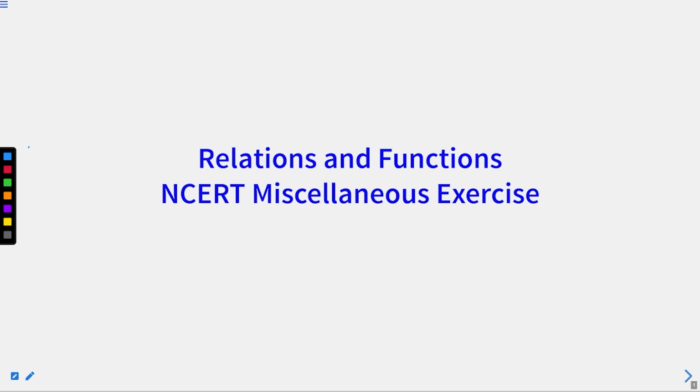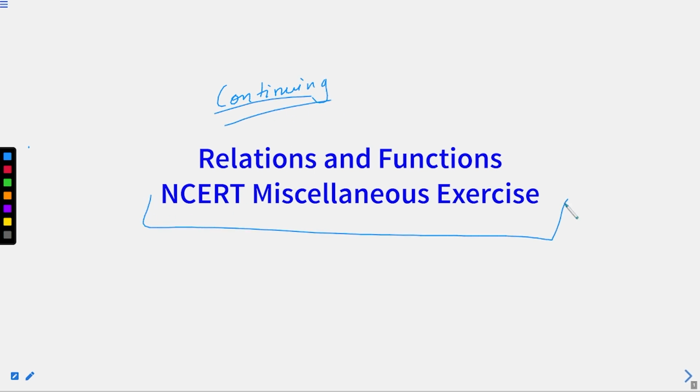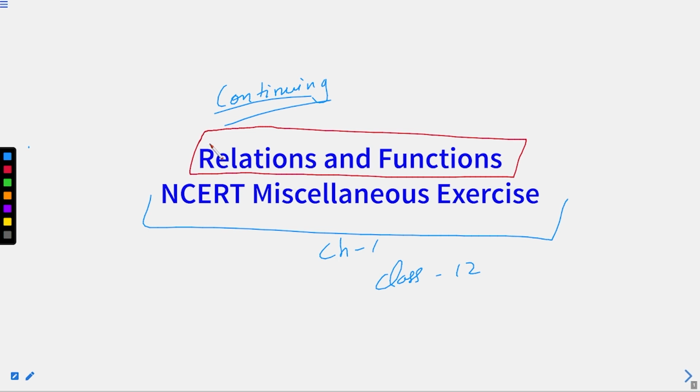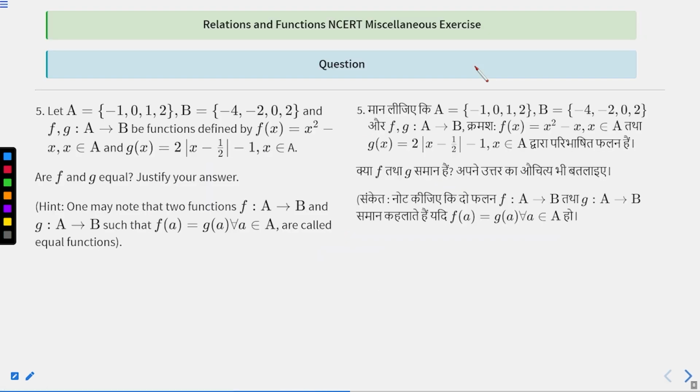Today we will be continuing our discussion on NCERT Miscellaneous Exercise, Chapter 1, Class 12th. What chapter? Can you name it? Indeed, it is Relations and Functions. We discussed problems 1 to 4. Now we will be discussing problems 5 to 7 in today's lecture. So let's move to our fifth question.